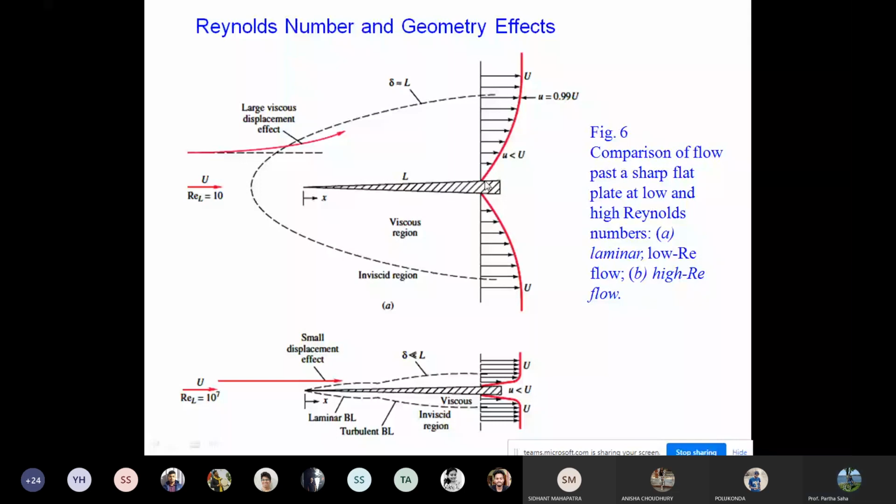In case 2, both are the same, the only difference is that the Reynolds number is very high, almost 10 to the power 7. Then the viscous region is very thin, as you can see, and there is all kinds of mixing. Here it is laminar region, there is an intermixing, and then it is turbulent region. You cannot demarcate laminar, turbulent, and transition region in the case of low Reynolds number.